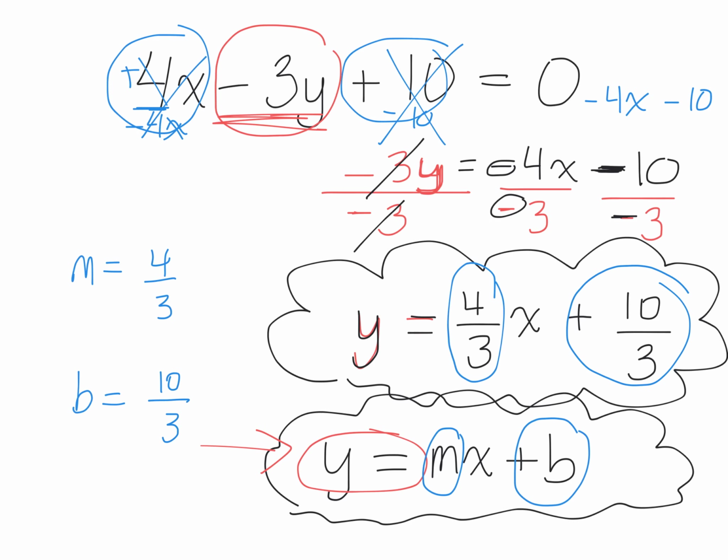Okay, notice how when it wasn't written in slope-intercept form, you can't just say, oh, the slope is 4, the coefficient of x. No, the slope was not 4. The slope was 4 over 3. We had to rearrange it to figure out the slope. It always has to say y equals in order for you to identify m and b. It has to be in that form.